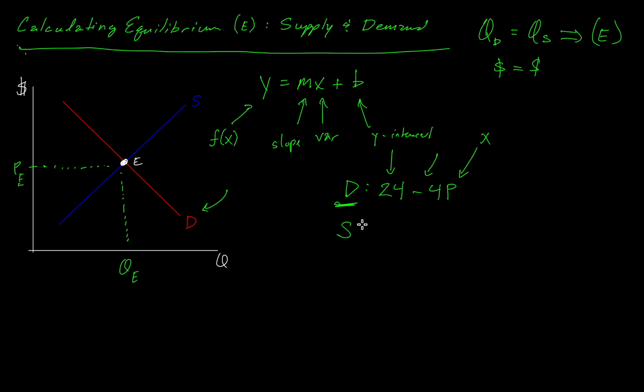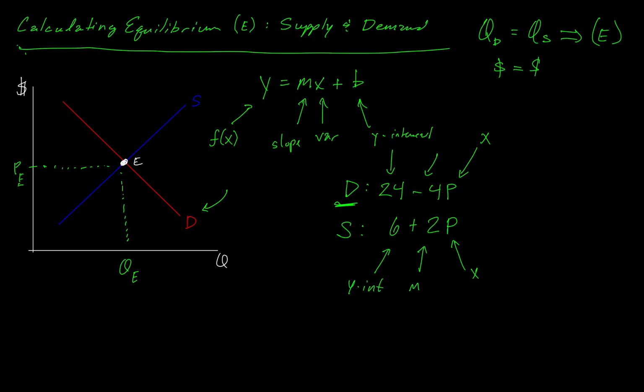Let's do the supply function. In this particular one, let's use some numbers that won't throw us off here. How about 6 plus 2p? Once again, we have our slope. It's a positive 2 over 1. We have our variable, and we have our y-intercept.